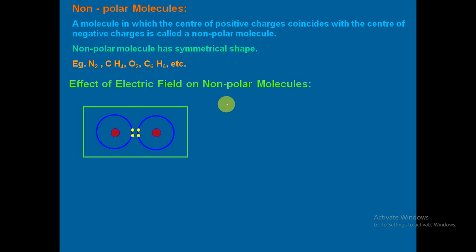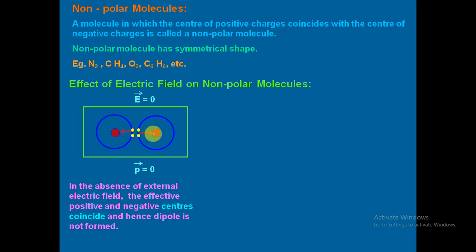You can see here non-polar molecules. These are the electrons. Dipole moment is from negative to positive. Here also dipole moment is from negative to positive. Equal and opposite dipoles inside the molecules are going to cancel each other. So initially, even in the absence of the electric field, there is no dipole moment existing. So in the absence of the external electric field, the effective positive and negative centers coincide, and hence dipole is not formed.